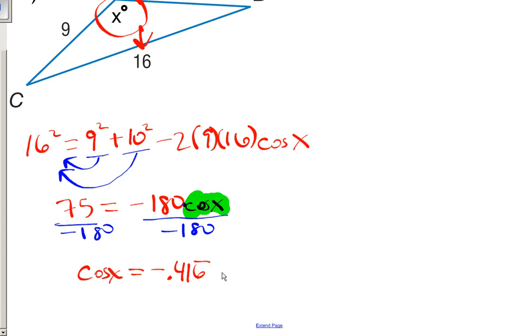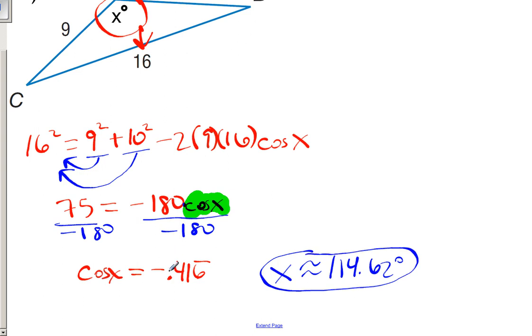Okay, don't forget from here, all you have to do is take an inverse cosine, and you get the angle is approximately 114.62 degrees, which makes sense. The cosine is negative. Remember, negative cosine happens in second and third quadrant, so it makes sense that our angle is bigger than 90 degrees.